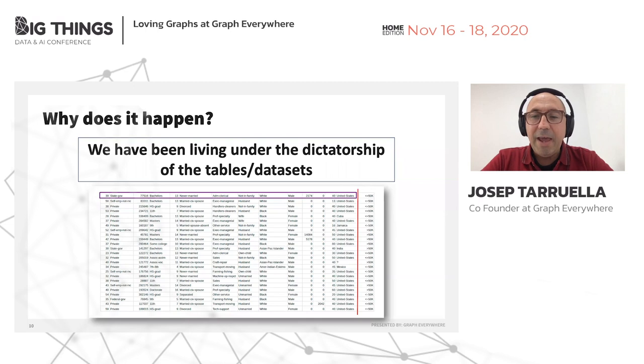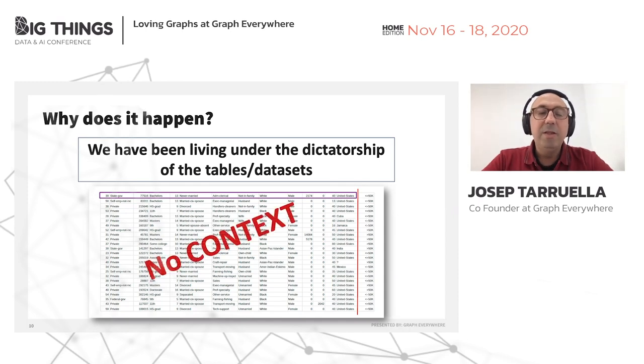They are hidden because we have been living in this kind of dictatorship of the table, of the data set, the rows and the columns. And as I said, this kind of approach lacks context. It doesn't say anything about the relationships of every single one of these rows. And here is where graphs come up. So we arrive at the point of the graphs.